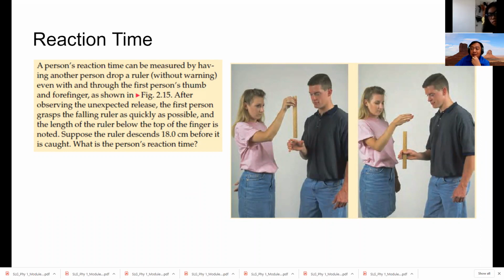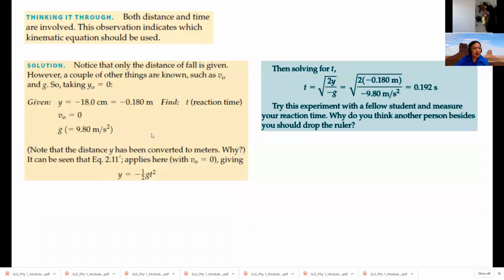It's the y. Sakto? Okay, starting with y not 0. So naanaw siya, it's the y. So there, you can have y is negative 18.0 cm. You convert to SI unit. Take note, ang SI meters gamiton, second ang time. So negative 0.180 meters. So you find the reaction time. So since you want to find the reaction time, so it's the second.